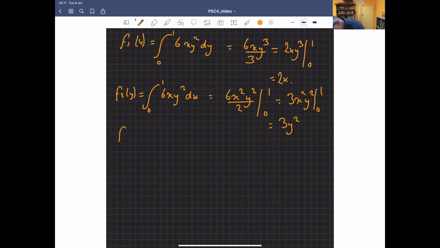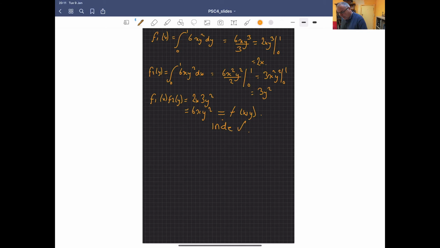So now let's multiply them together. So we've got f1(x) f2(y). That is 2x times 3y squared, which is 6xy squared. And that is equal to f(x,y). So they're independent.